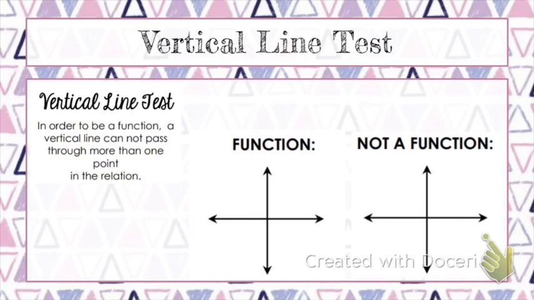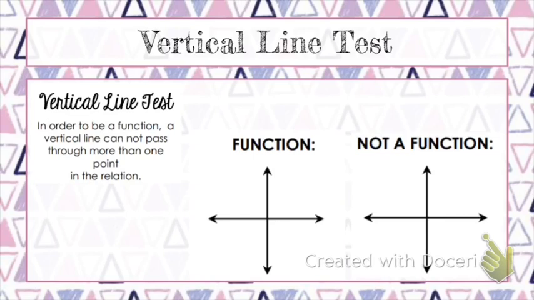So we said that a relation can also be represented by a graph. Okay, so if you look at your list of ways that we can look at a relation, graph is one of those. So the vertical line test is a way to tell us if a relation is a function.